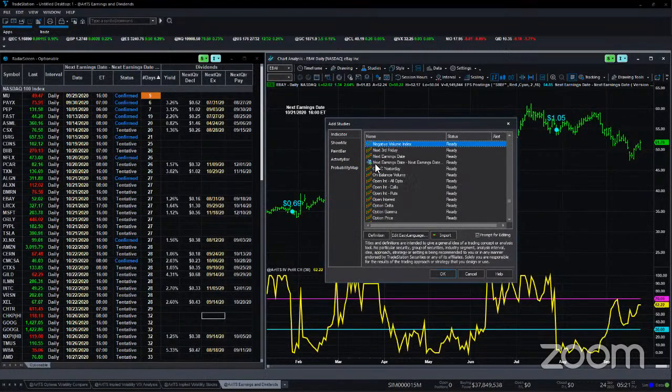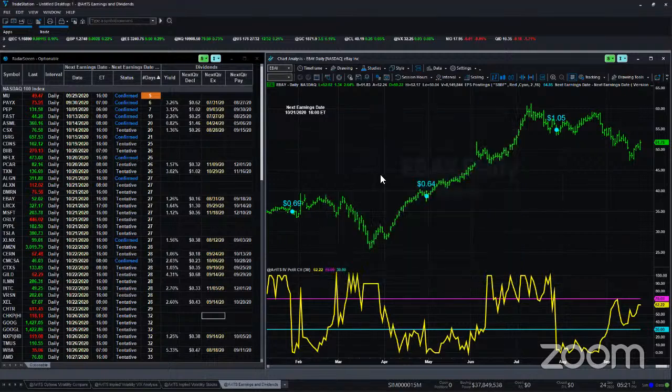If you come down to next earnings date, you'll see this little icon here to the left. That tells you that comes from the store. That's next earnings date. And you can add that into any chart, or you can add that into Radar Screen. And that's how that works.